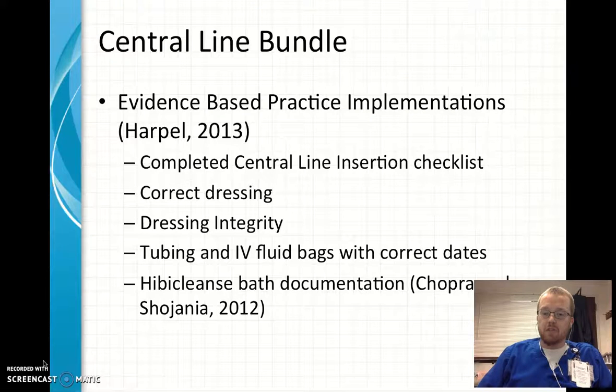We also make sure that the correct dressing is used for all central lines. We check for dressing integrity, tubing and IV fluid bags with correct dates, and chloroprep or chlorhexidine baths have to be documented.